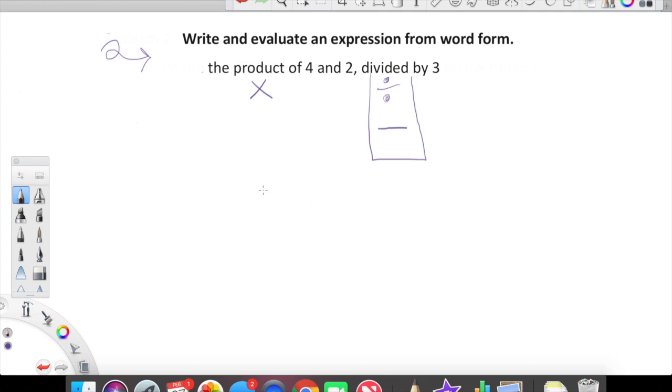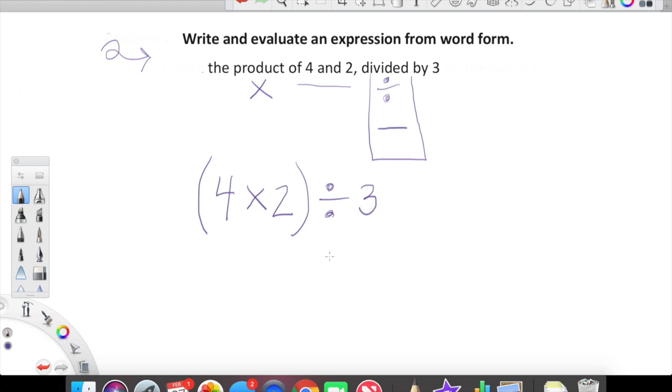here. So we're looking for the product of means multiplication. We're looking for the product of these two numbers, 4 and 2. Let's go ahead and protect them with parentheses. The product of 4 and 2 is going to be divided by 3. Done. Great. We could write that in so many different ways. I'm just going to stick with this because it just feels good. So the product of multiplication 4 and 2 divided by 3.